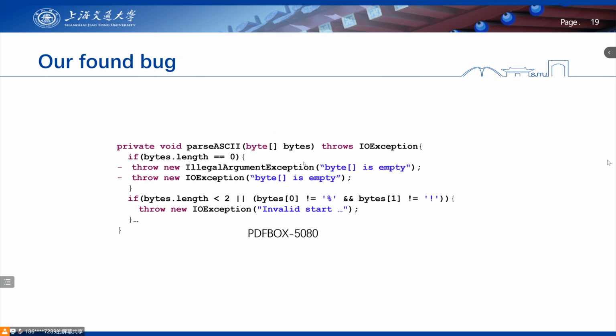Here is an example from PDF bugs. When the length of the bytes is 0, programmers throw illegal argument exception. Our tool predicts that it's just throw I/O exception. We also believe that our result is better, since other code locations throw this exception when bytes are illegal.